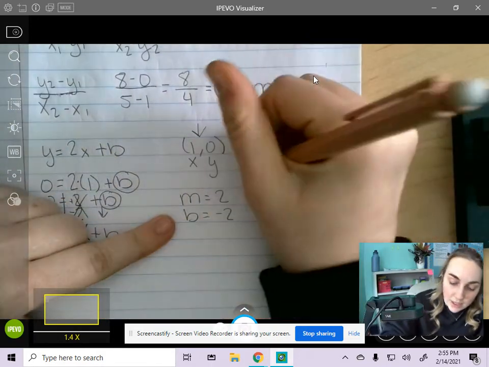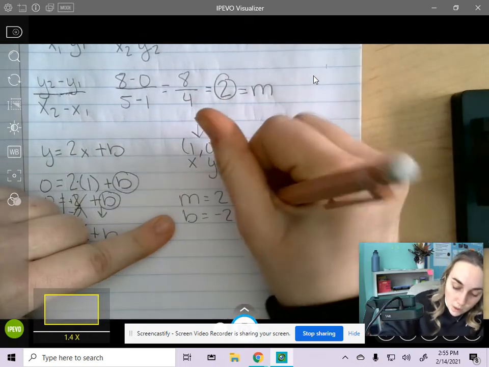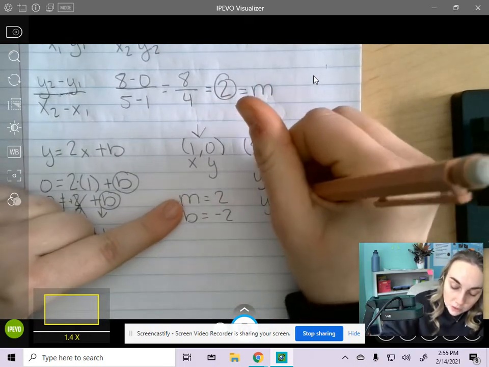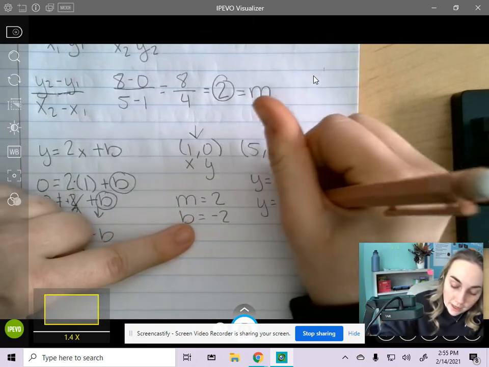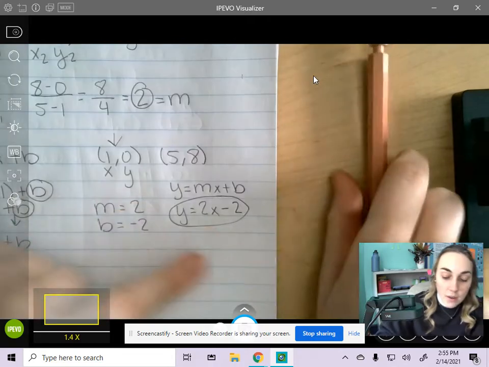And we can now put that into our equation of y equals mx plus b. Y equals slope, which is 2. And our y-intercept is going to be a negative 2, so that's minus 2. So there you go. Here's our answer.